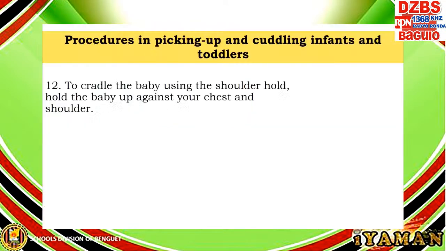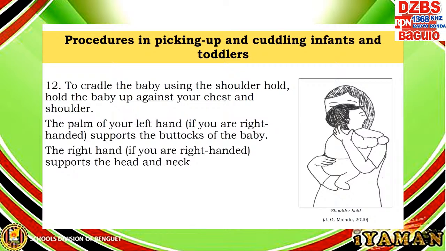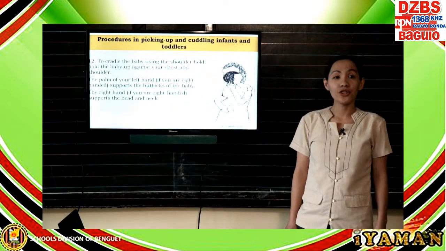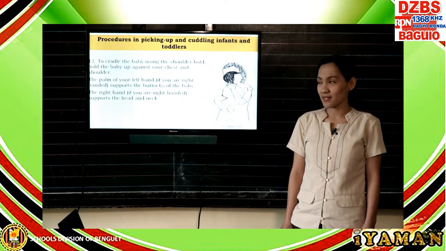To cradle the baby using the shoulder hold, hold the baby up against your chest and shoulder. The palm of your left hand supports the buttocks of the baby. The right hand supports the head and neck, like what is shown in this photo. So there you go. Those are the 3 types of hold that you can use when cuddling babies.